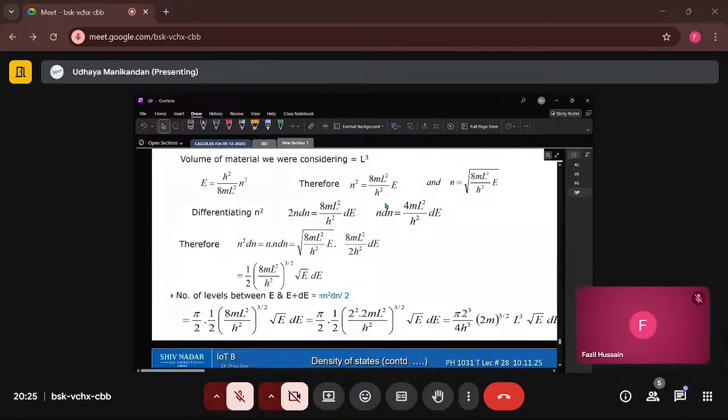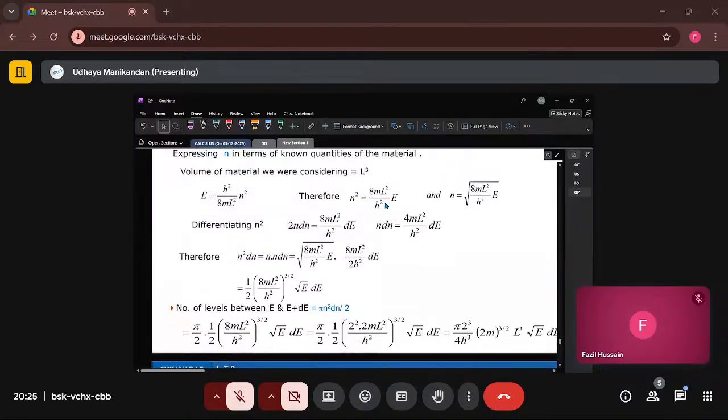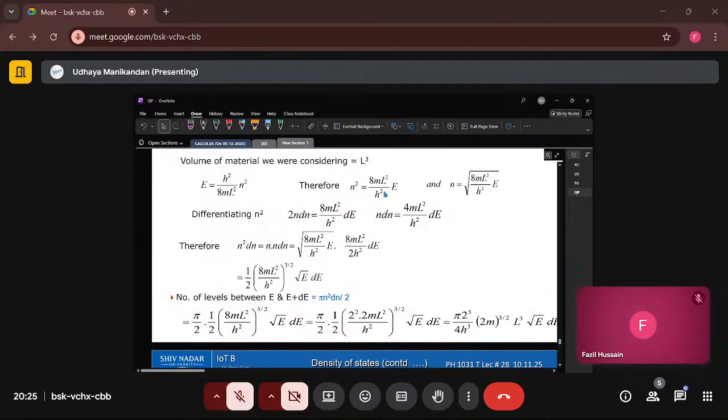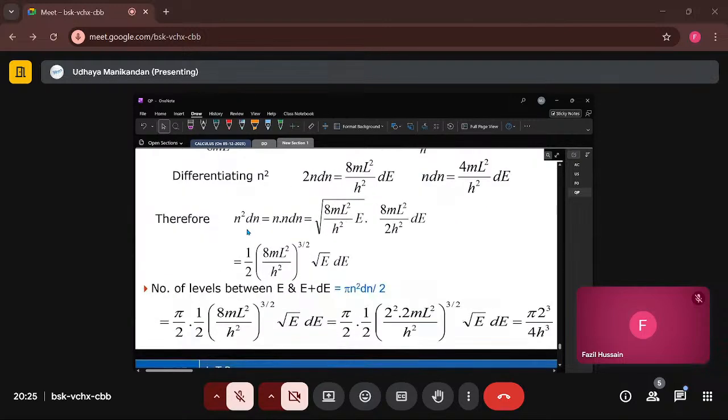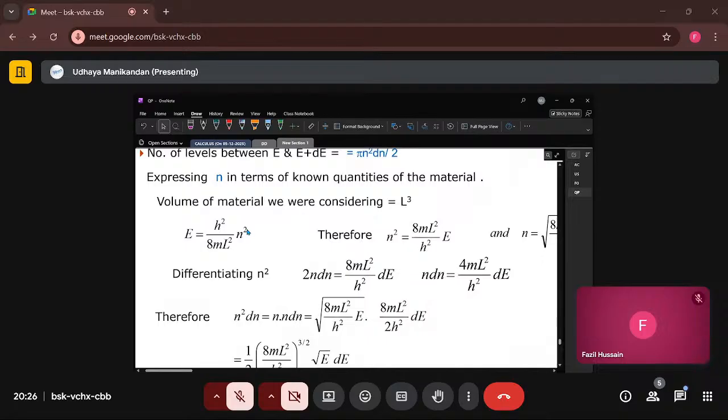Now we have to find the number of levels between E and E plus dE. And how are we finding it? Firstly, let's try to differentiate this equation. So we get 2 n dn, right? So 2 n dn will be nothing but, differentiating this, 8 m L square by h square is constant, so dE. So we got n dn. n dn will be nothing but 4 m L square by h square dE. Now we have to find the expression for n, one second.